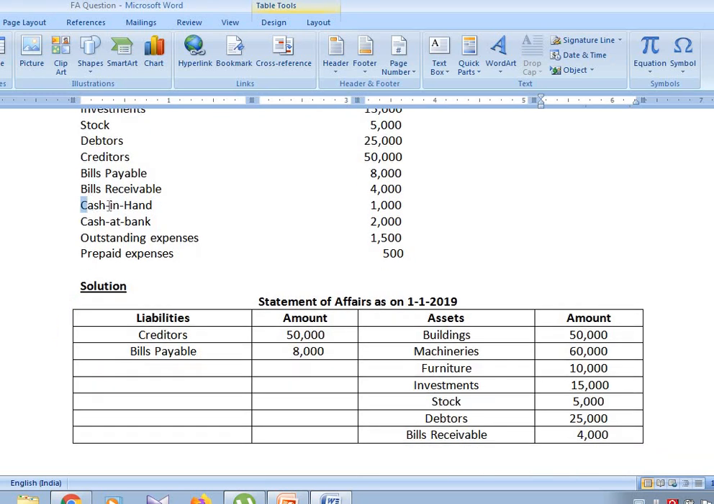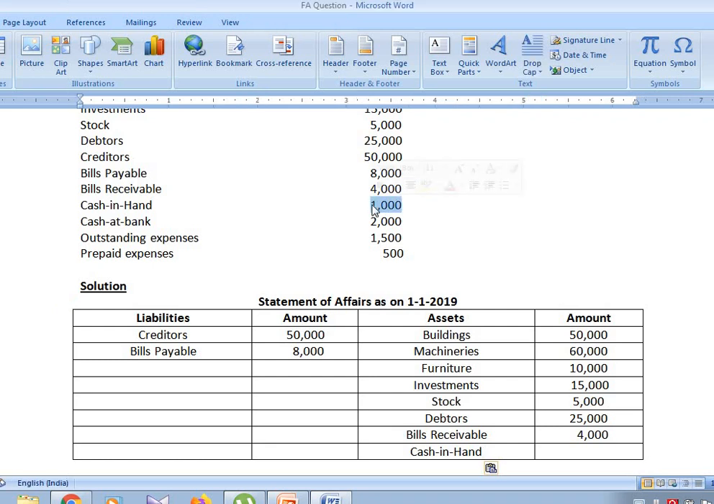Next, cash in hand. Where do we record cash in hand? It comes to the asset side. What is the amount of cash in hand? 1,000. So write down the amount to the debit side as 1,000. Next, after cash in hand, we have cash at bank, to the asset side. What is the amount of cash at bank? 2,000.